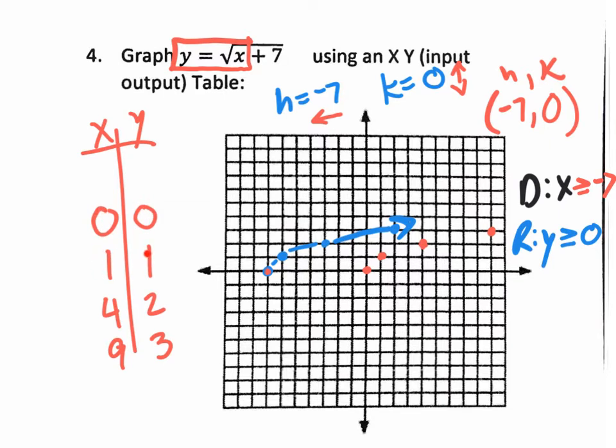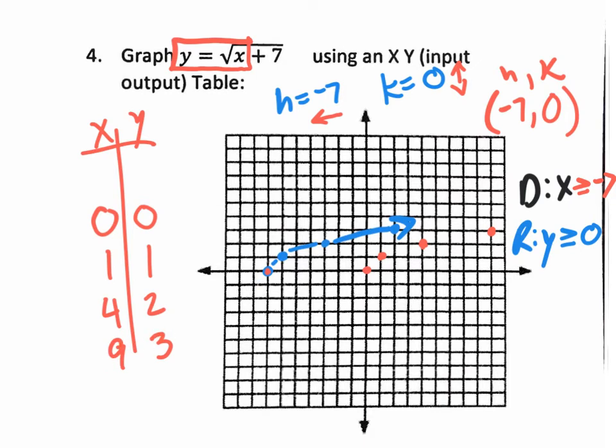Negative 6, 1 is your next coordinate. Negative 2, 2 is your next one. And 9 take away, oh no, I messed up. Negative 3, 2 is the next one. And 9 take away 7, that's 2, 3. So those would be your ending results.